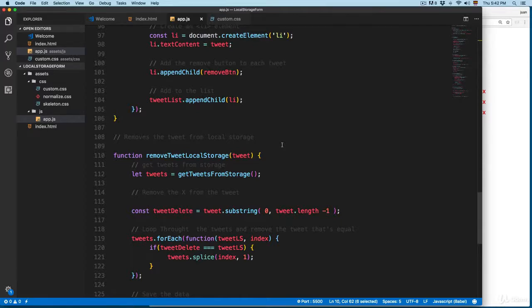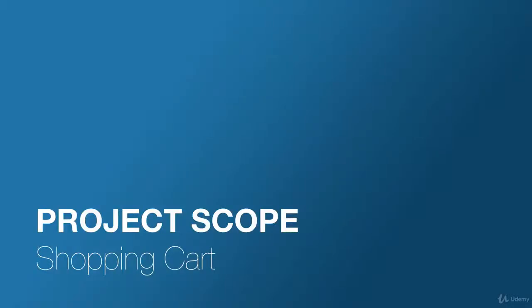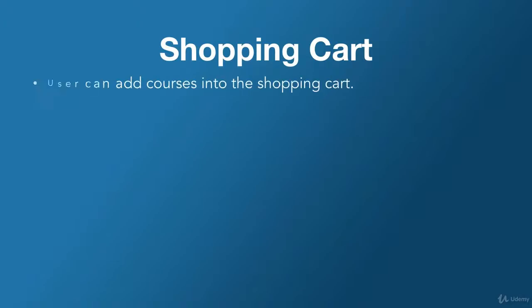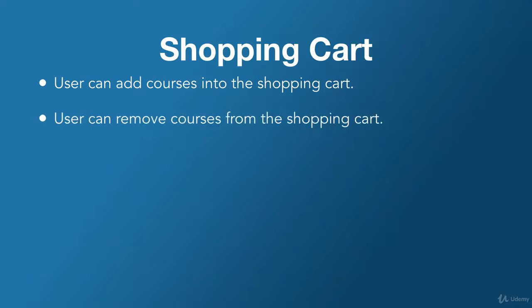We're gonna see another project that is called the shopping cart. So let's review the project scope for the shopping cart, and this is going to be the first project. The user can add courses into the shopping cart. It's going to be one of the features of this project. And also the user can remove courses from the shopping cart.